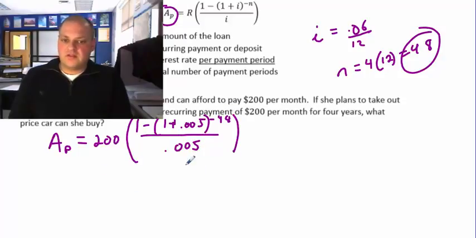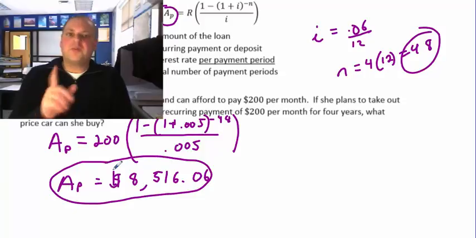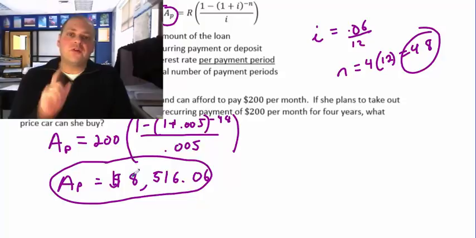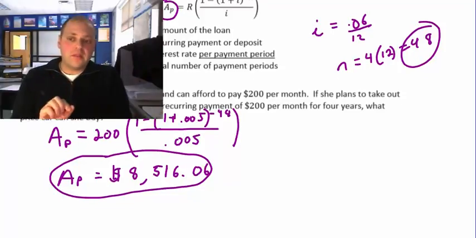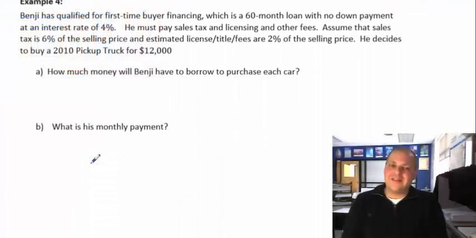So there you go. You just type that in your calculator, and we'll get $8,516.06. So if it's a 6% interest, and you want to pay it off in 4 years at $200 a month, the most you could afford is $8,516 for a car. Now, that's the total of the loan. So that's got to include all your taxes and all your fees. Example 4 kind of gets into that.